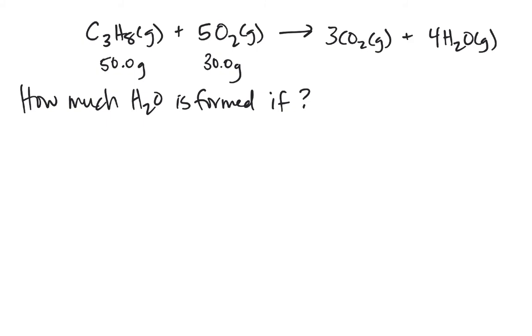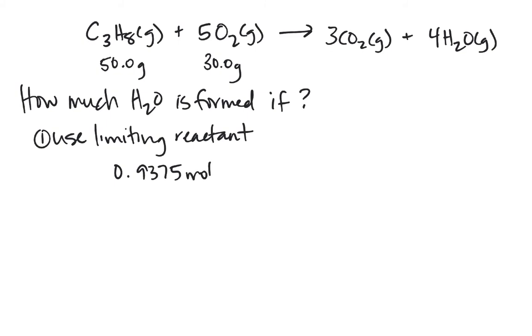Okay, so we have to use the limiting reactant, because that's what's going to be used up first and limit how much of the water we can make. So again, we know that we have, from our previous calculations, 0.9375 moles of O2 that are used. That's our limiting reactant.